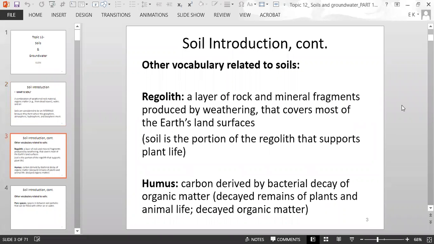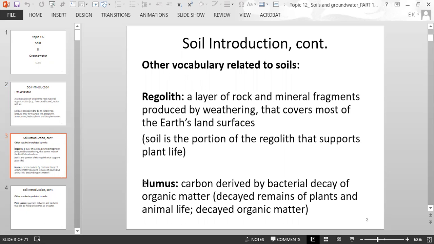Some other vocabulary that we need to know related to soils include regolith. Regolith is a layer of rock and mineral fragments that is produced by weathering, and the regolith covers most of the Earth's land surfaces. And soil is the portion of the regolith that supports plant life.